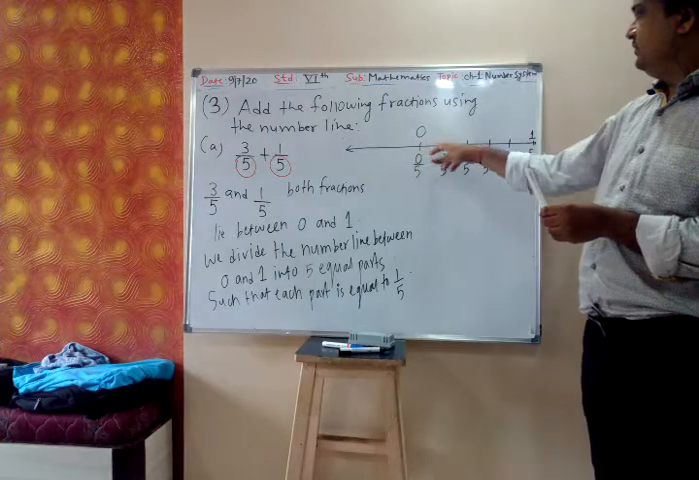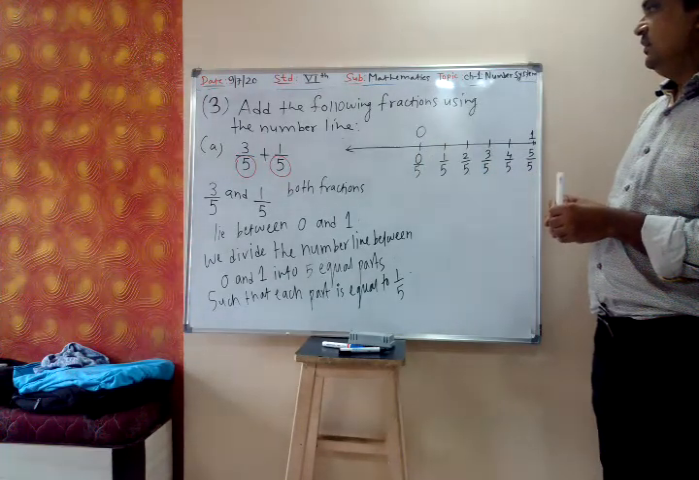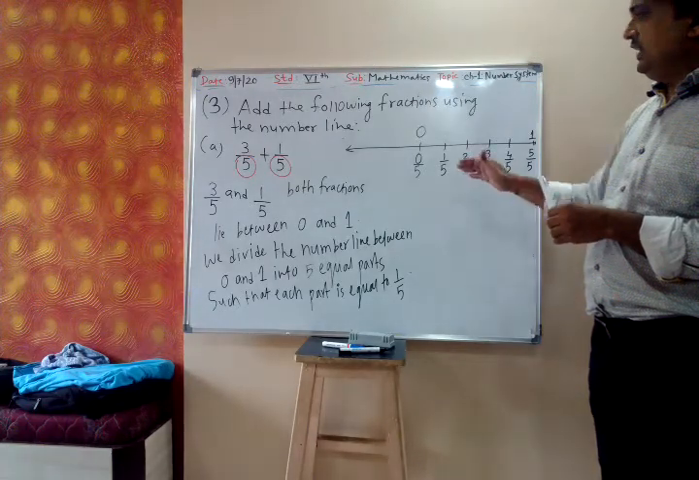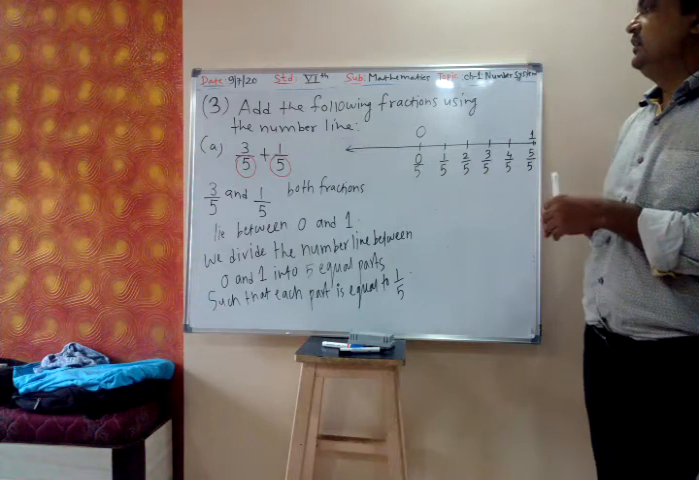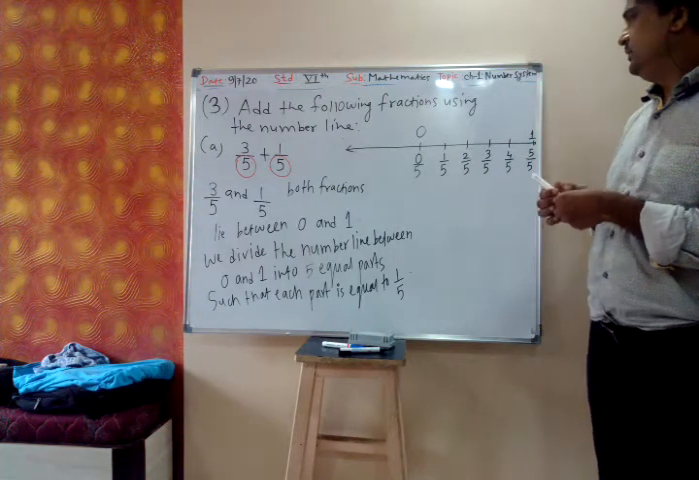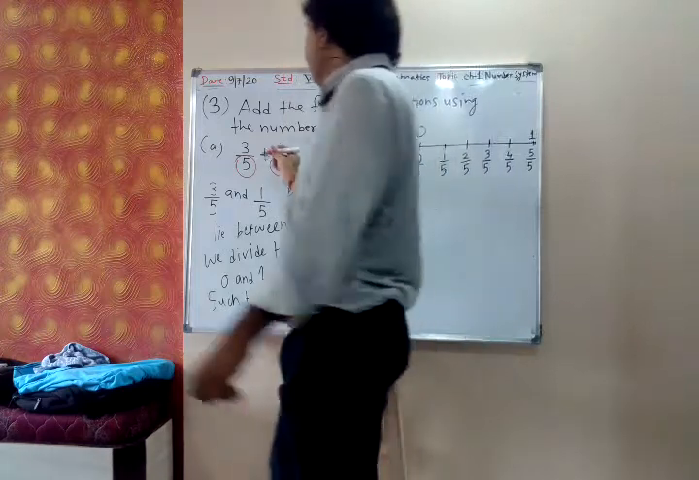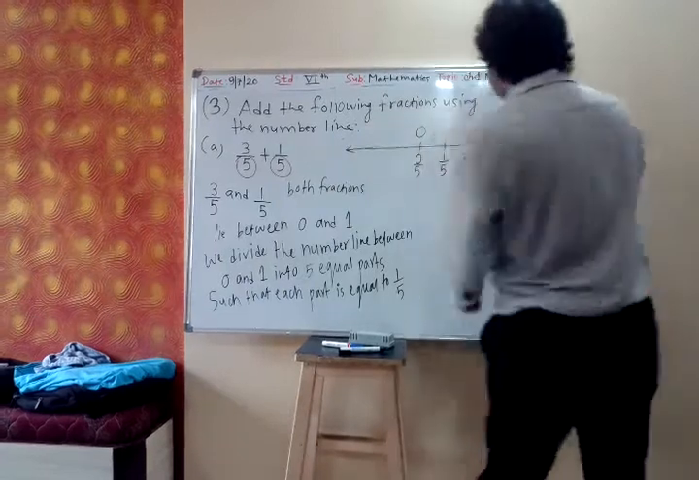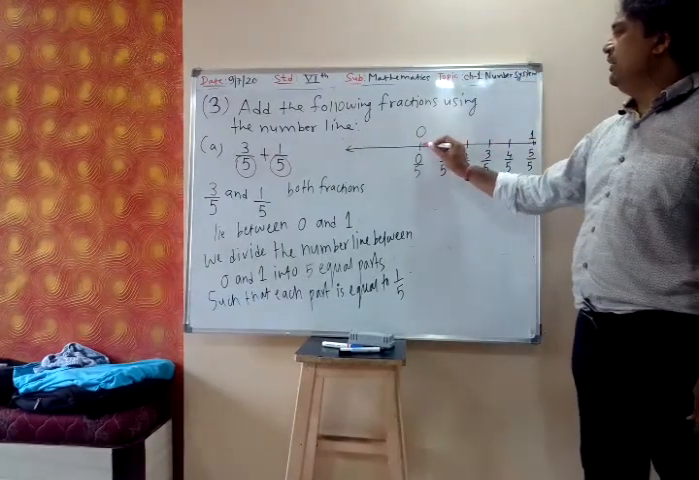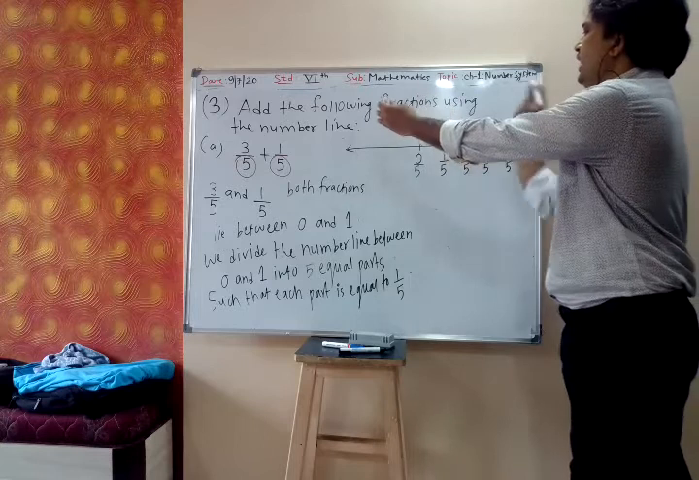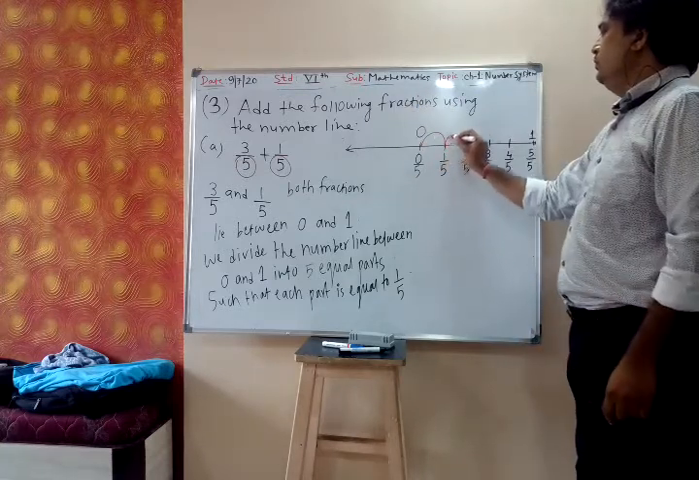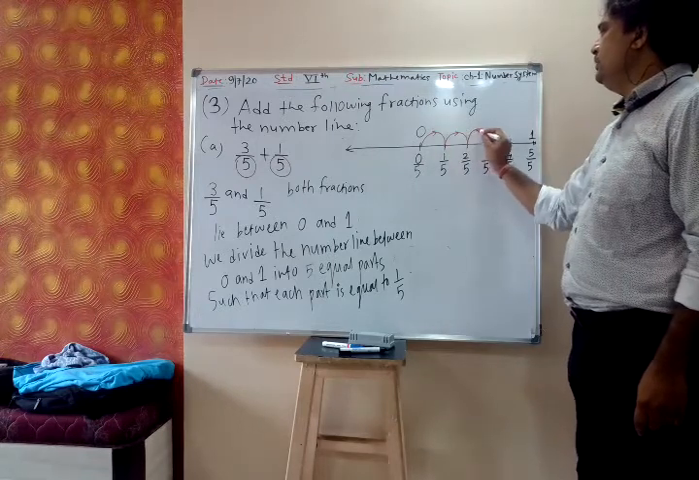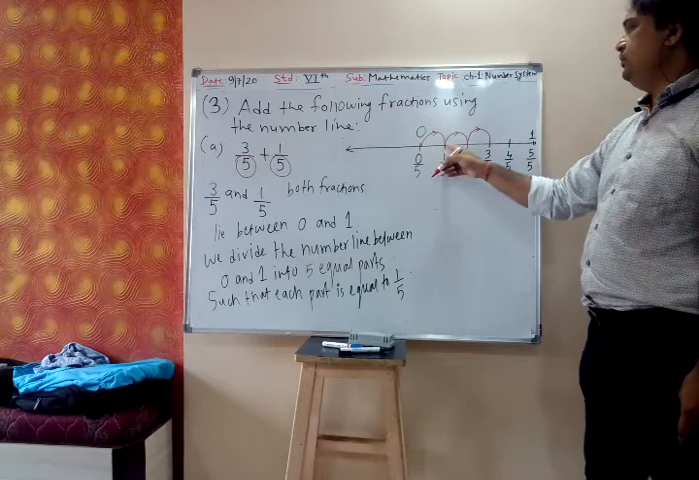Yes, write the number line. You can write after the statement, no problem. First I will represent the fraction 3 upon 5. So this is my 3 upon 5. I will move 3 steps to the right of 0. 1 step, 2 steps.